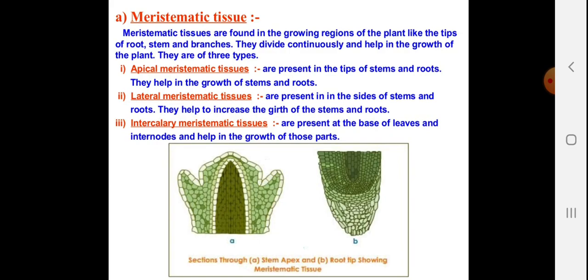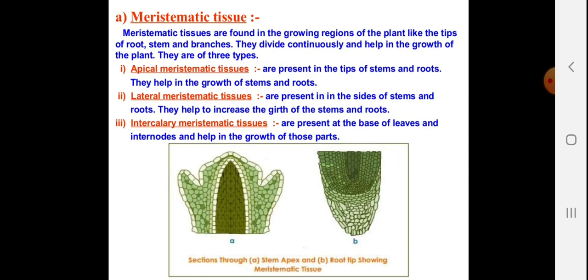Meristematic tissues are found in the growing regions of plants like the tips of root, stem and the branches. They divide continuously and help in the growth of the plant. There are three types. Apical meristematic tissues are present in the tips of stem and the roots. They help in the growth of stems and roots.